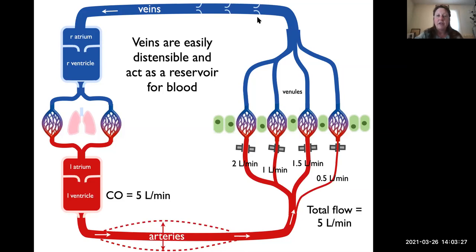Veins also have these structures, which we've seen before in the heart, called valves. And that's important for getting blood to return to the heart, which we'll talk about shortly.